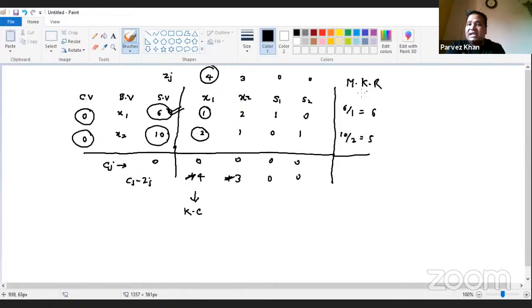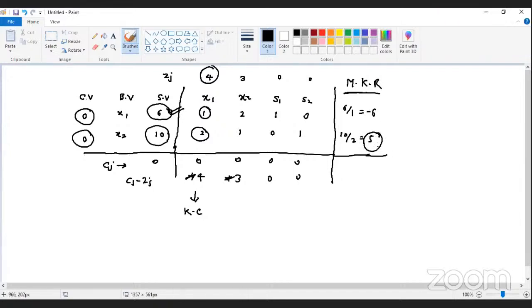Right, then you see the minimum key row. So which is the minimum value? This 5 is the minimum value. Okay, here negative doesn't matter. Suppose, for example, I'm writing here minus 6. Then which one will you select? One is minus 6 and one is 5. Minus 6 is the minimum value. So that is the reason I said here negative value doesn't matter at all. Even though it's negative, you look for the minimum value. Don't consider signs here.